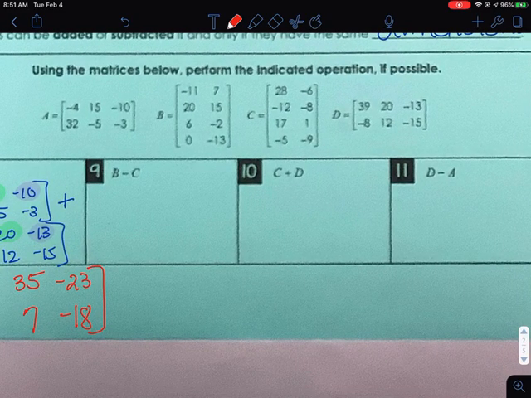All right, if you take a look at number 10, they want me to add C plus D. Well, if you look at C, it has 4 rows and 2 columns. D has 2 rows and 3 columns. These 2 matrices are not the same size, so this is not possible.